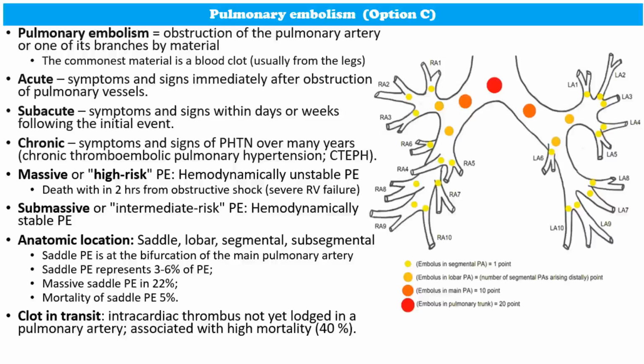In acute pulmonary embolism, patients typically develop symptoms and signs immediately after obstruction of pulmonary vessels. Some patients with pulmonary embolism may also present subacutely within days or weeks following the initial event. Patients with chronic pulmonary embolism slowly develop symptoms of pulmonary hypertension over many years, which is referred to as chronic thromboembolic pulmonary hypertension.